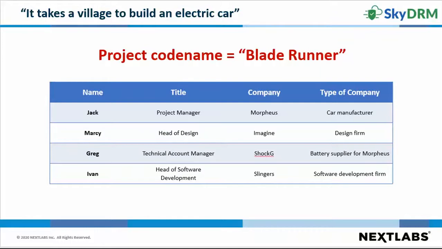The project we will be using today is codenamed Blade Runner. It's about building an electric car. The people that are involved are Jack, Marcy, Greg, and Ivan. Each have a different title and a different job within different companies, but they all need to collaborate on the building of this electric car. So Jack, the project manager, will be interfacing with Greg as an example, battery supplier, as well as Marcy, the head designer, and Ivan, who is a software developer.